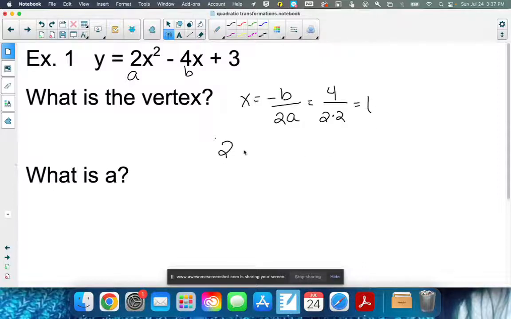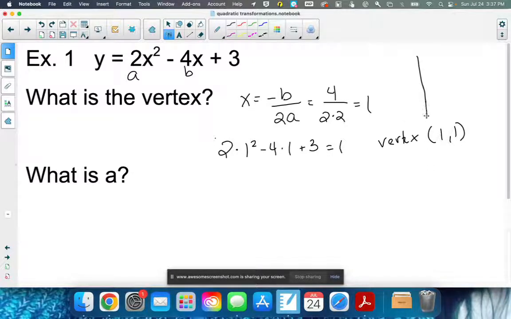And then we substitute that back in to see what the y value is. So 2 times 1 squared minus 4 times 1 plus 3. So that's 2 minus 4 is negative 2, plus 3 is 1. Okay, so my vertex is 1, 1.